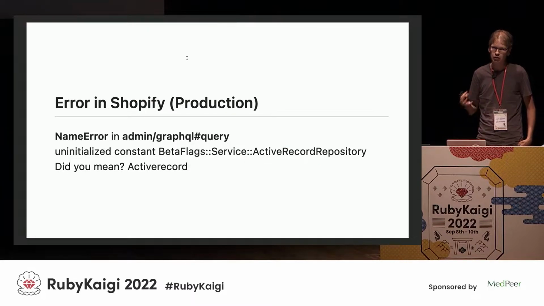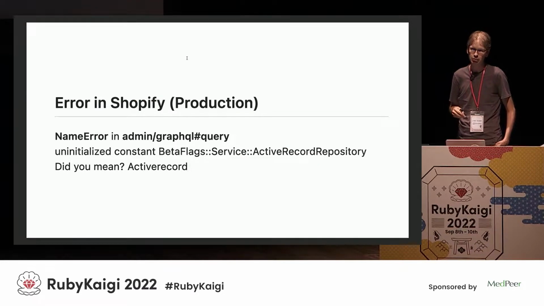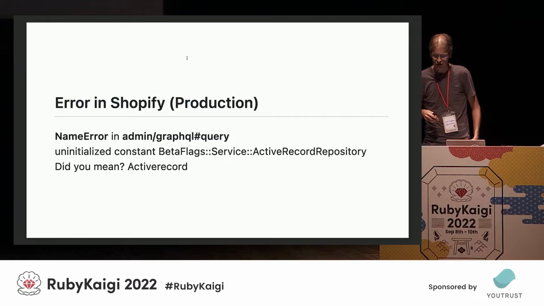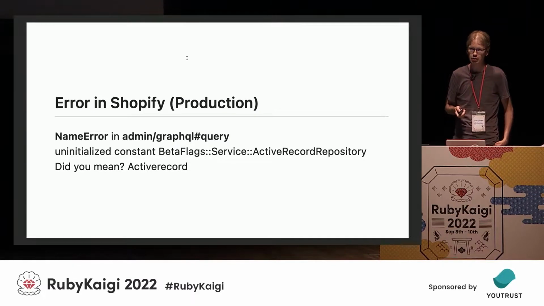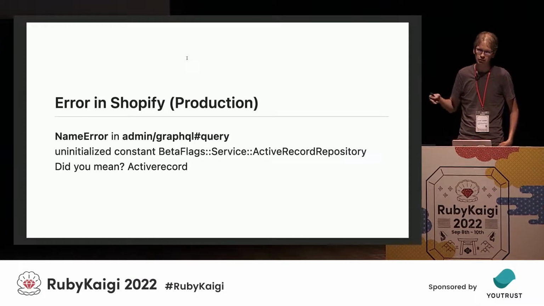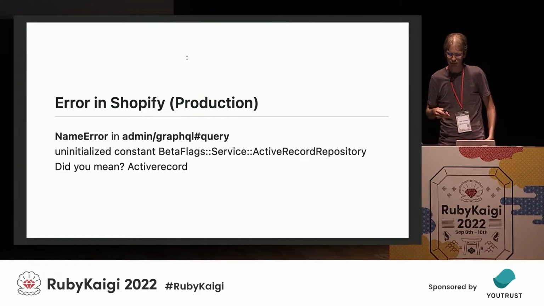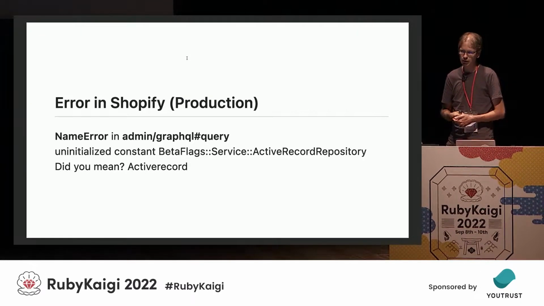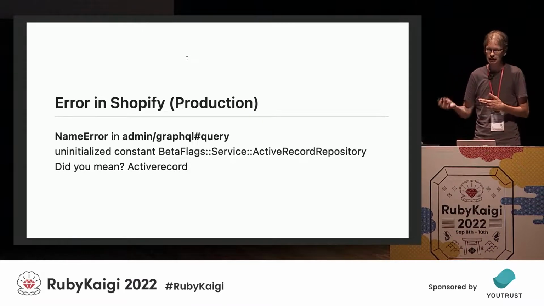Okay, so the starting point for this talk is an exception that was raised in production. This was about a year and a half ago now on the monolith. The exception was a NameError, uninitialized constant BetaFlagService ActiveRecordRepository. I wasn't actually involved in the incident, but I was involved in the follow-up. So what happened was that this exception came up. It became an incident, required a rollback.